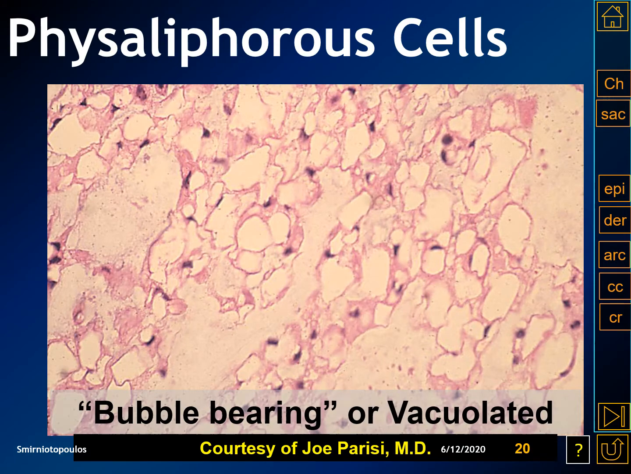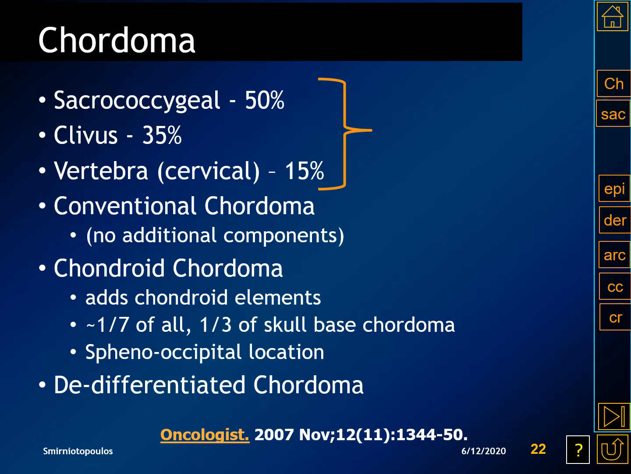The classic histology includes these bubble or vacuolated physaliphorous cells. Physaliphorous means bubble-bearing cells. They're again most commonly seen in the sacrococcygeal area. About half of chordomas arise there, a little bit more than a third in the clivus, and in the axial skeleton, about 1 in 7 occur in the vertebral bodies of the cervical spine.